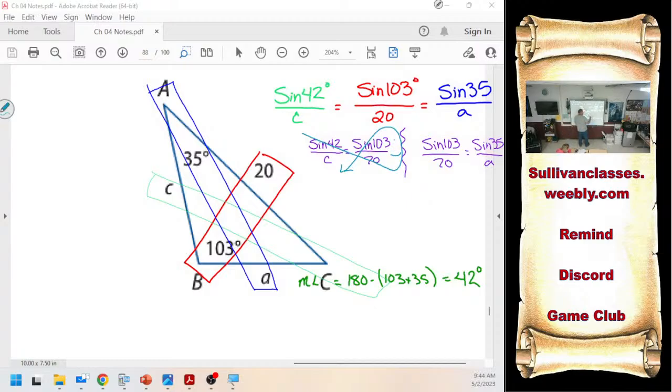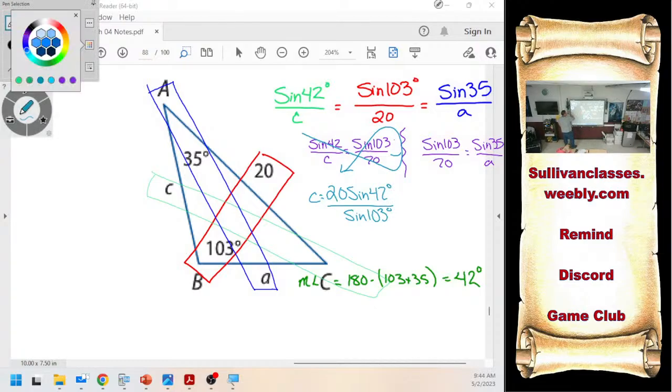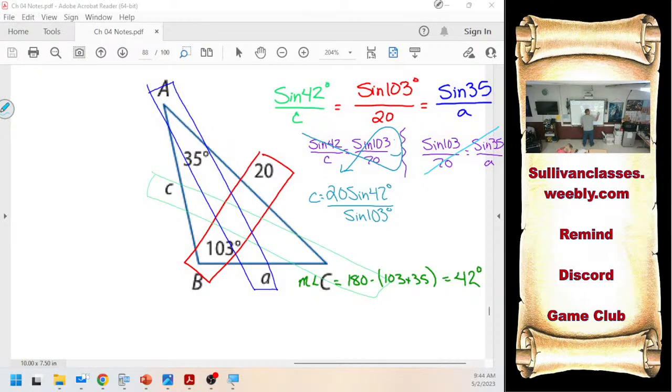It's the alpha fish, the goldfish. C is 20 sine of 42 over sine of 103. Multiply the two that line up, divide by the one that doesn't. A is going to be 20 sine of 35 over sine of 103.